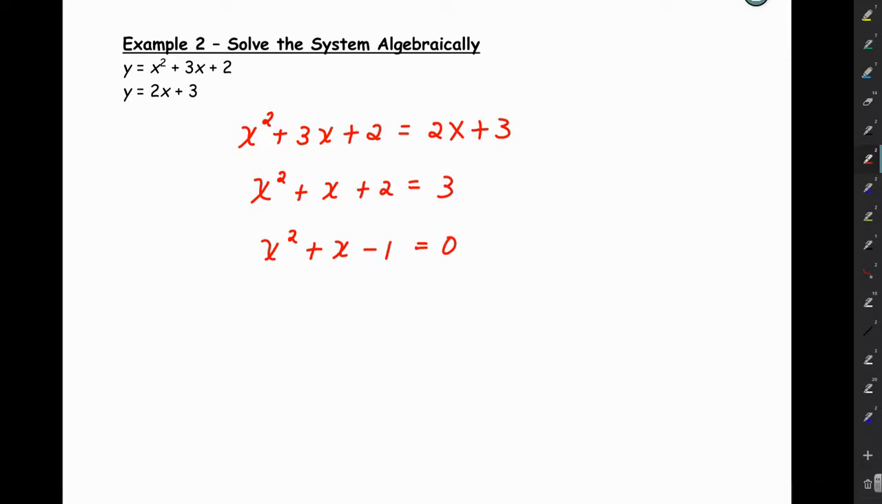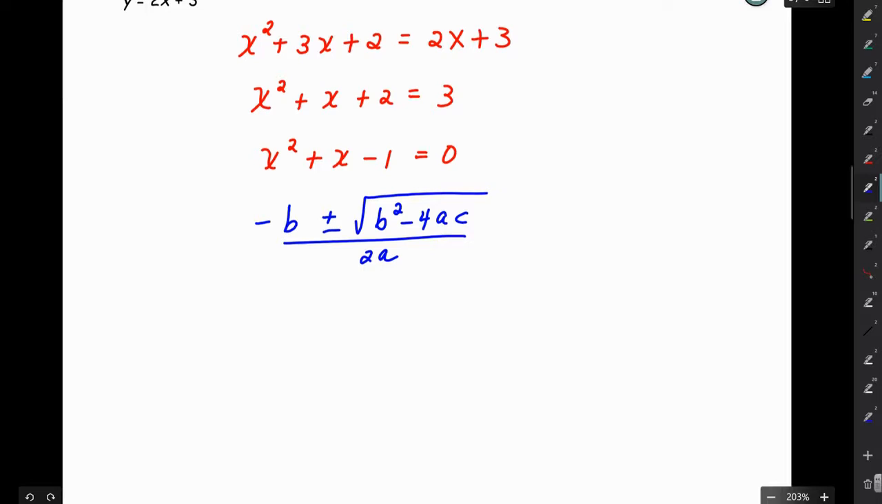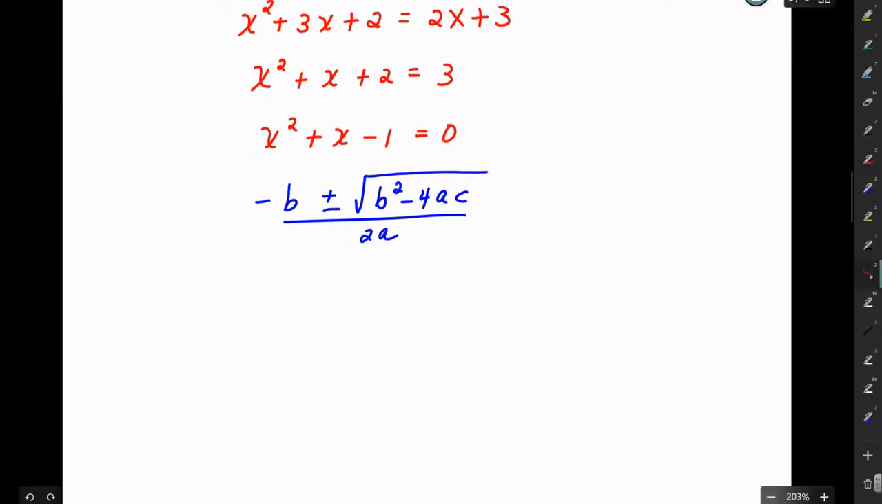And by looking at this, we can tell it's not factorable. Since it's not factorable, we would have to use the quadratic formula. Quadratic formula is going to be negative b plus or minus the square root of b squared minus 4ac over 2a, and you should have that memorized. In this case, the value of a is 1, the value of b is 1, and the value of c is negative 1.